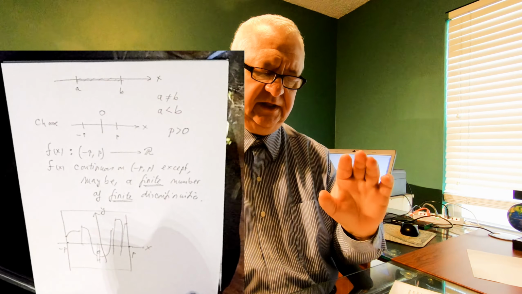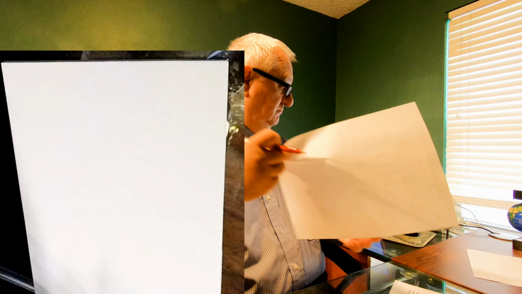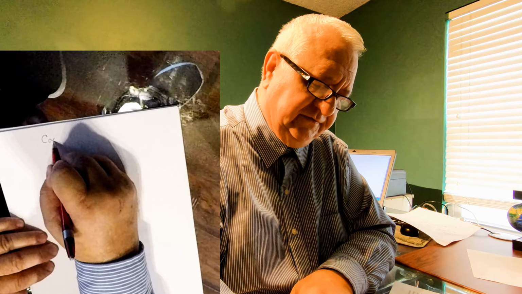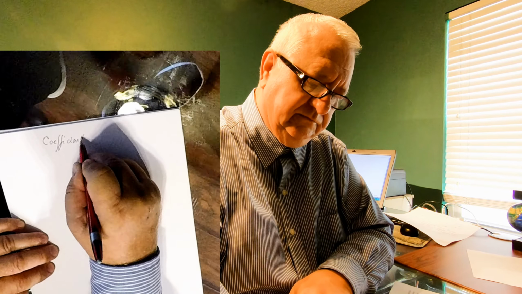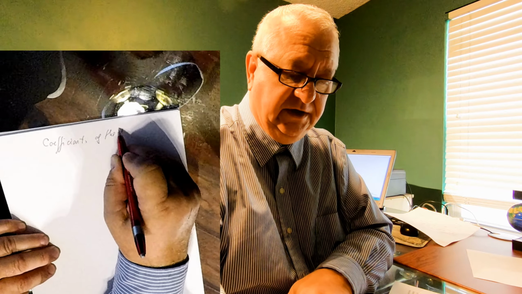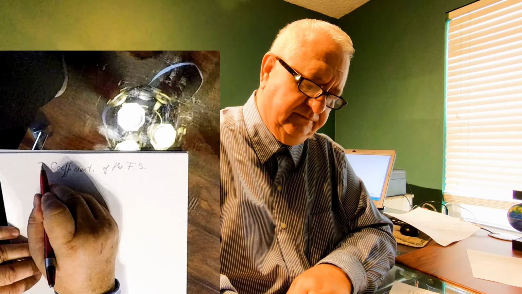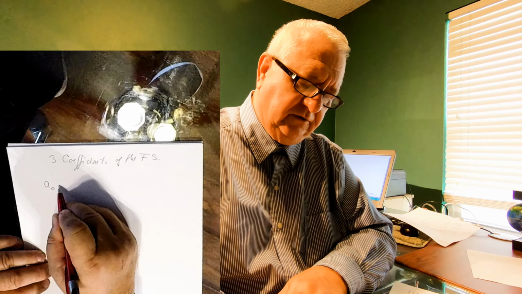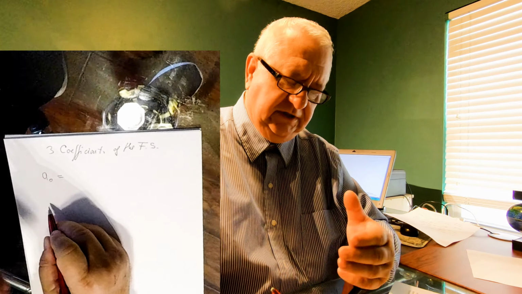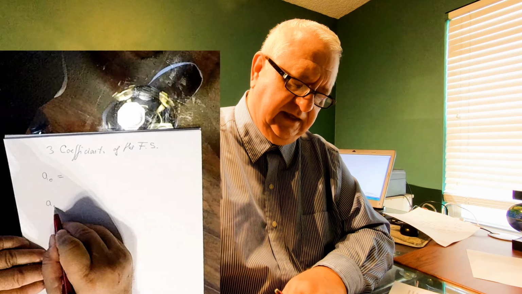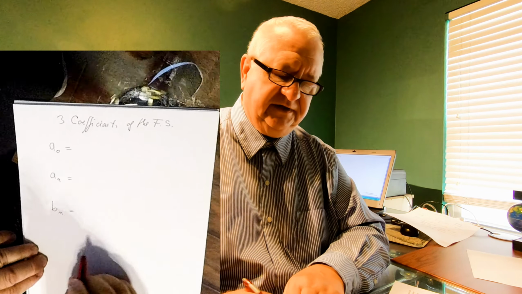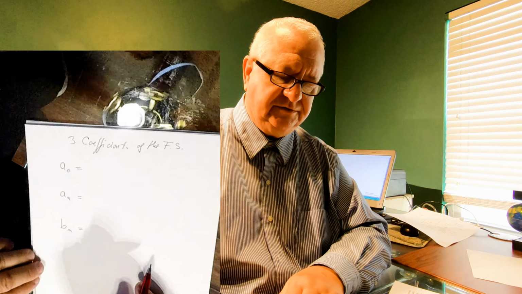For this, I need to calculate 3 coefficients. So the next step is the coefficients of the Fourier series, abbreviated. We need 3 types of coefficients. The first one is called A0. The second one is a whole series of coefficients, AN. And the last one is another series of coefficients, BN. That's a traditional notation, historical notation.